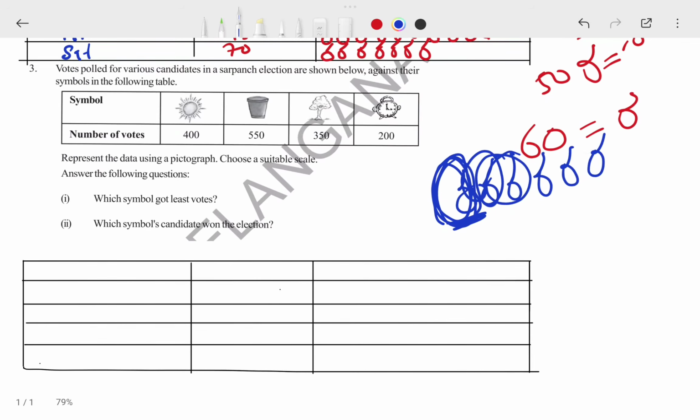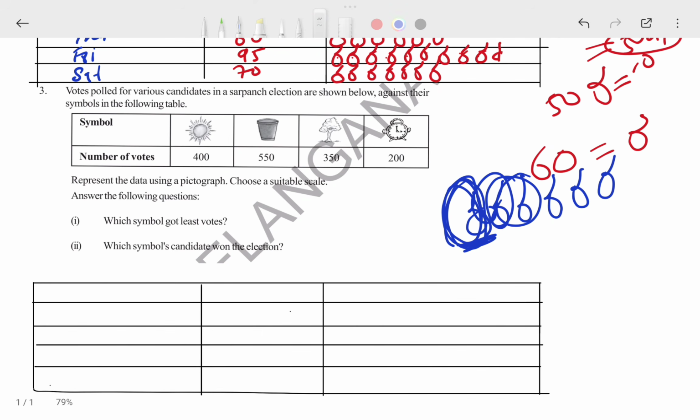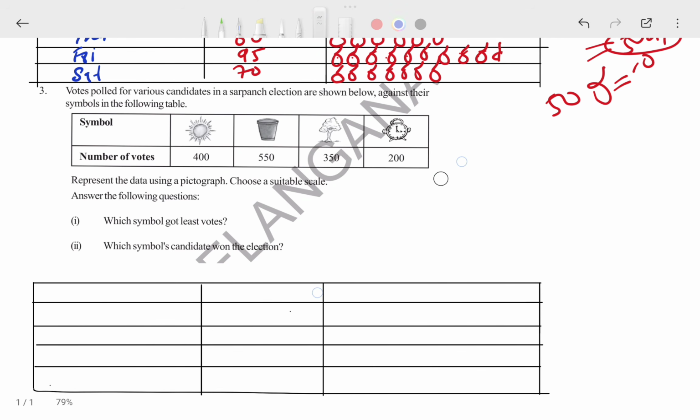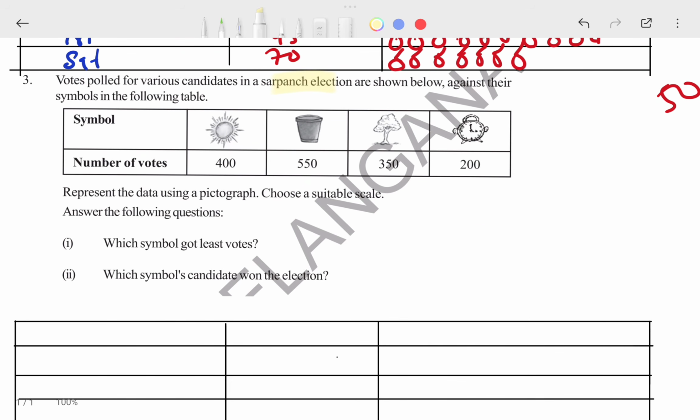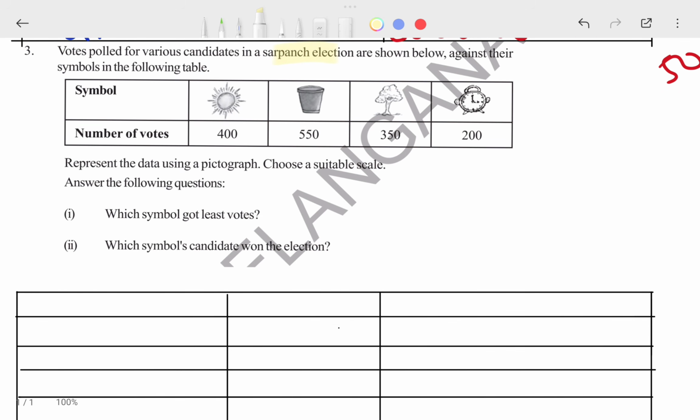Right, if it is clear, then let's talk about the third question. Again, what is the third question telling? A board polled the various candidates in the Sarpanch election, with their symbols. The symbols are like a sun symbol, a bucket symbol, a tree, and a clock, along with the number of votes. So we have to write a pictograph.